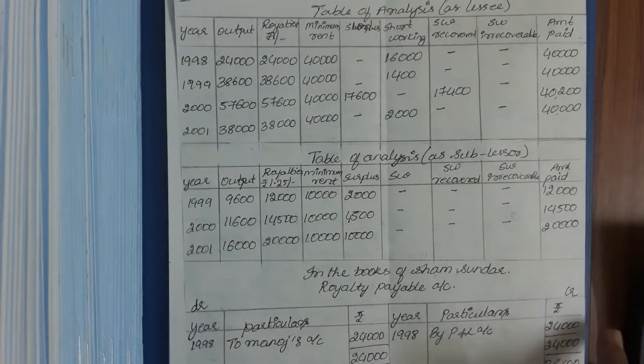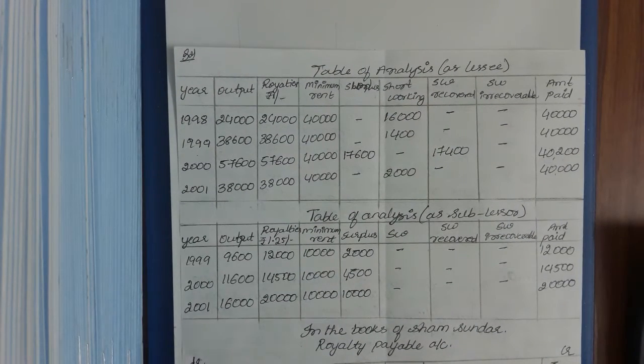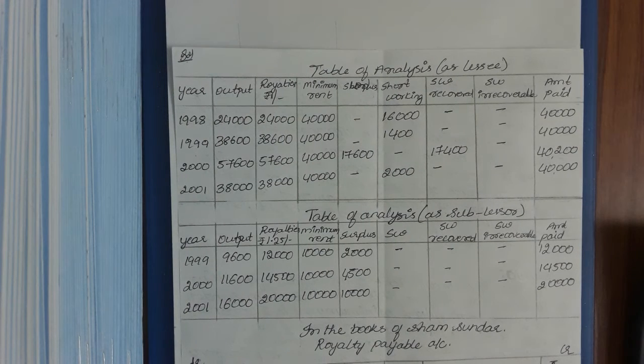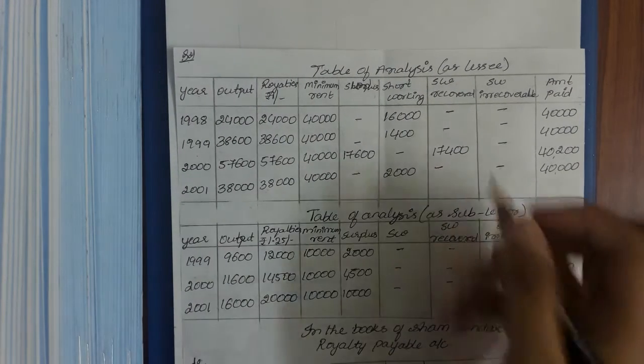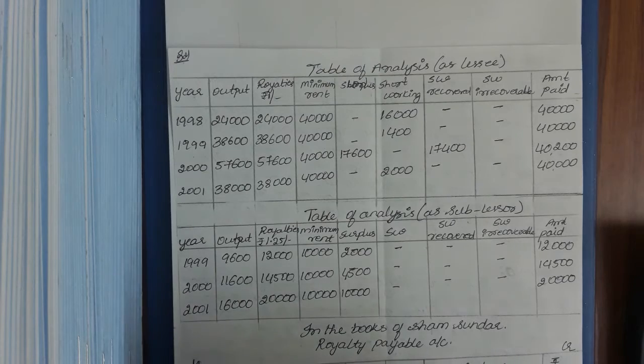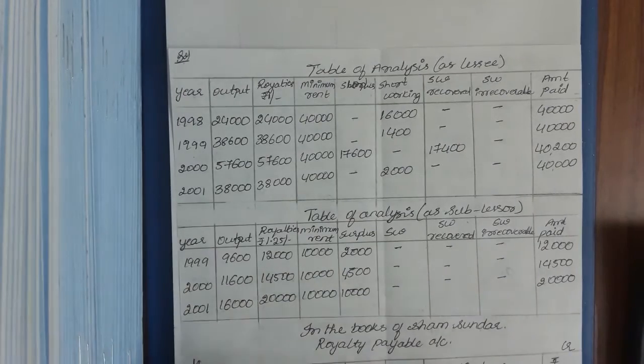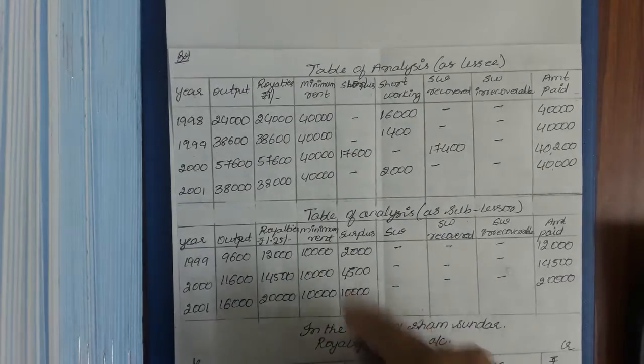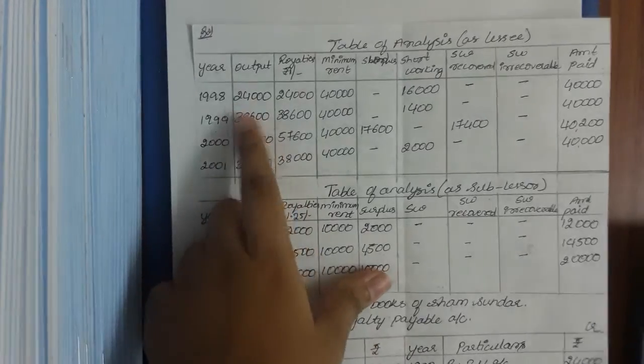First you need to prepare the table of analysis as a lessee. Now in the books of a lessee, you need to prepare the table as a lessee and as a sublessor. We are preparing in the books of Shyam Sundar, who is a lessee. First thing we did, right, with minimum account, without minimum account. Here we will not take the minimum account. They have not asked for minimum account, so leave it. We will be preparing without minimum rent account method. So you can see the table of analysis. Let's see with the years.